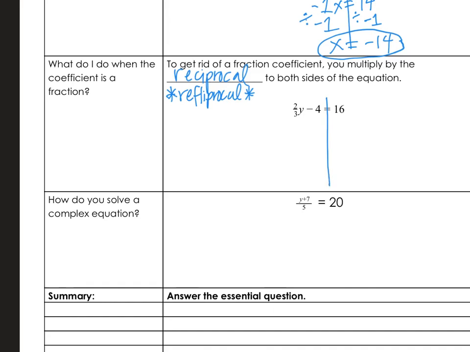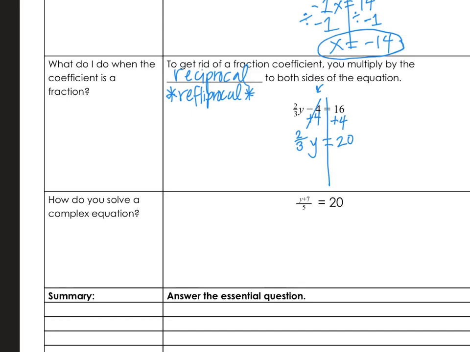My variable is on the left-hand side, so my constant is also on that side. My constant is 4, and it is being subtracted. So in order to get rid of it, I need to add 4, and I'm going to do that on the right-hand side as well. These cancel out. 16 plus 4 gives me 20, and I need to make sure I write down everything else that's on the left-hand side.